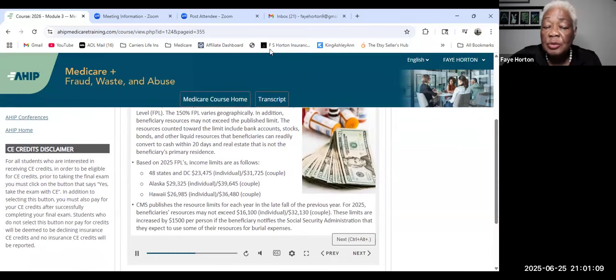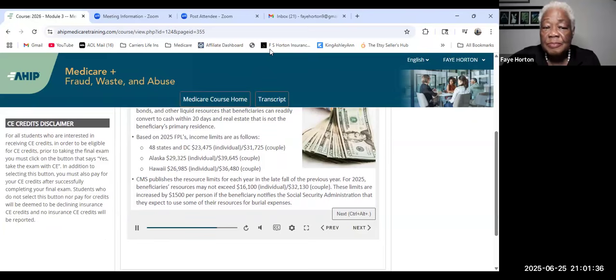Based on 2025's federal poverty level, income limits are as follows. For the 48 states and DC, annually, $23,475 for an individual and $31,725 for a couple. Alaska is higher, and so is Hawaii, which is higher than the other 48 states, but those two are different.